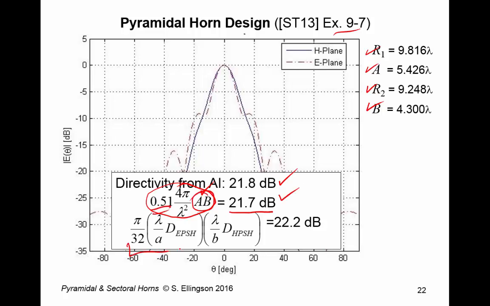Then I can also use this expression for the directivity. That approach gives me 22.2 dB. So very slightly higher, half a dB or so, but certainly within the ballpark. All three of these results agree, so we have some confidence in our directivity expression. And it appears that this horn is therefore close to being an optimal design.